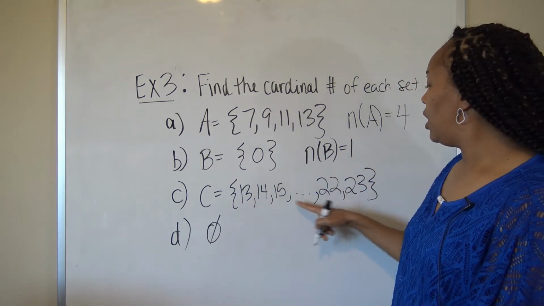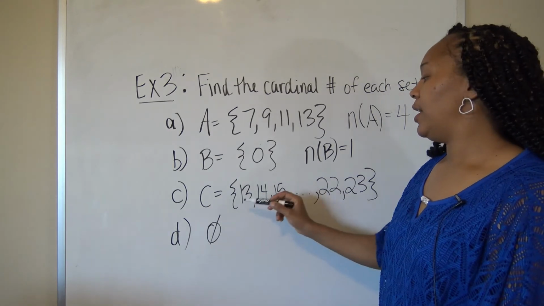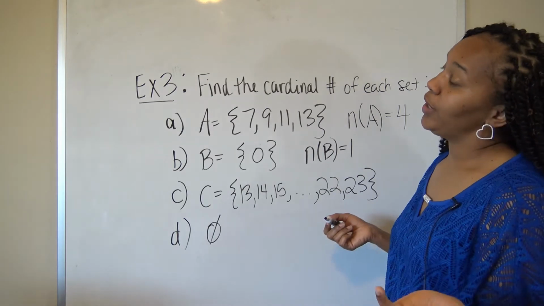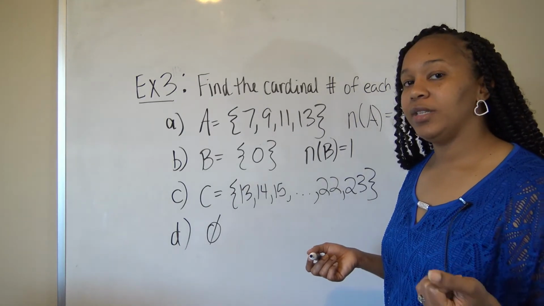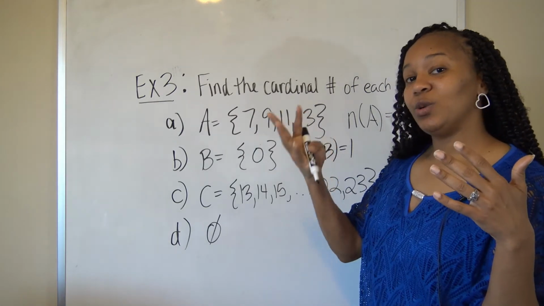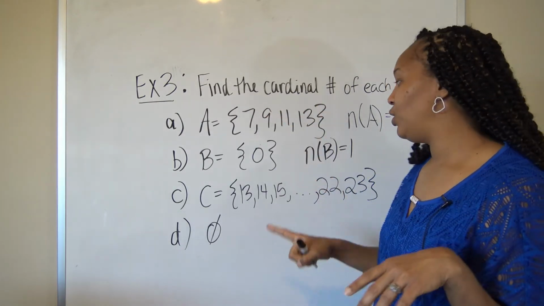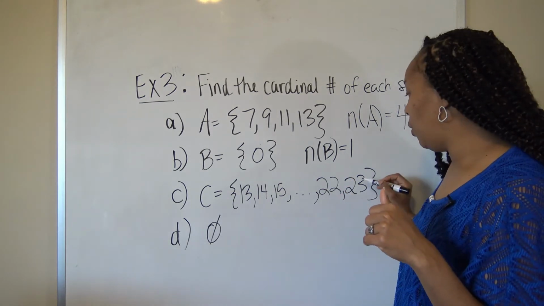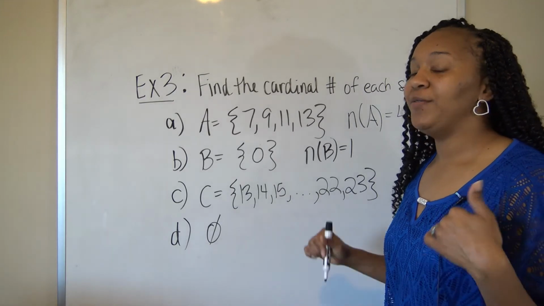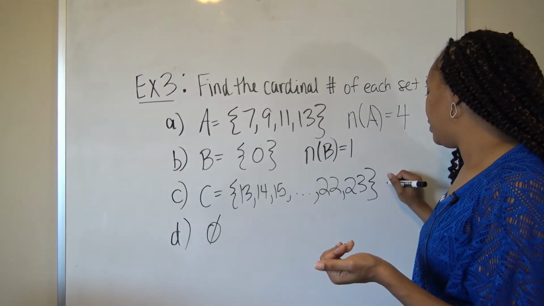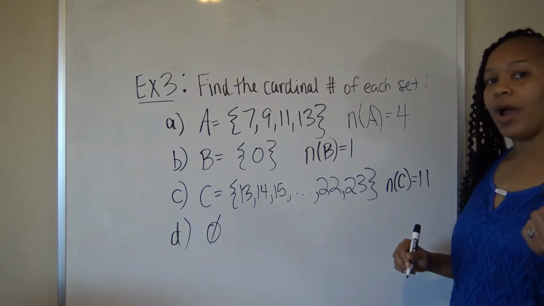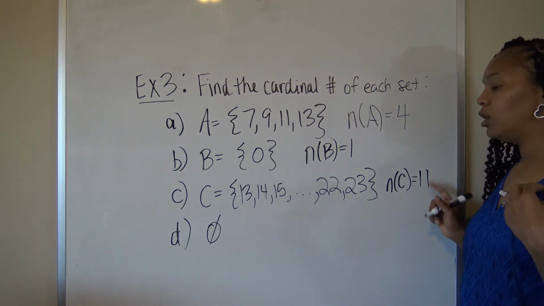Now we look at C. C has a little bit more elements in it. It has 13, 14, 15. It keeps going 16, 17, 18, 19, 20, 21, 22, 23. And so you want to count how many elements are in C. So you would say 13, 14, 15, 16, 17, 18, 19, 20, 21, 22, 23. Now you see I counted 11 items. You don't want to just subtract 23 from 13 because that will give you 10. But if you actually count them out, there's 11 items in C. So the cardinality of C is 11. And we write N of C equal to 11.